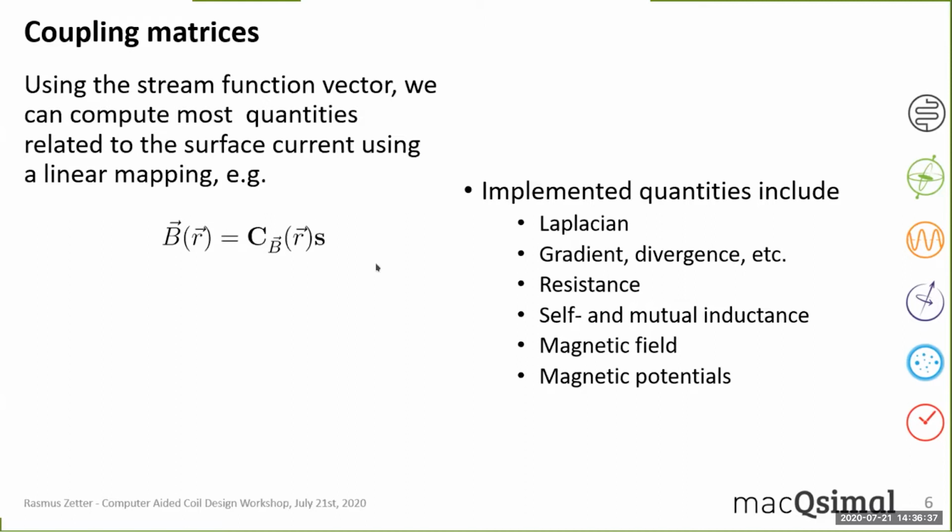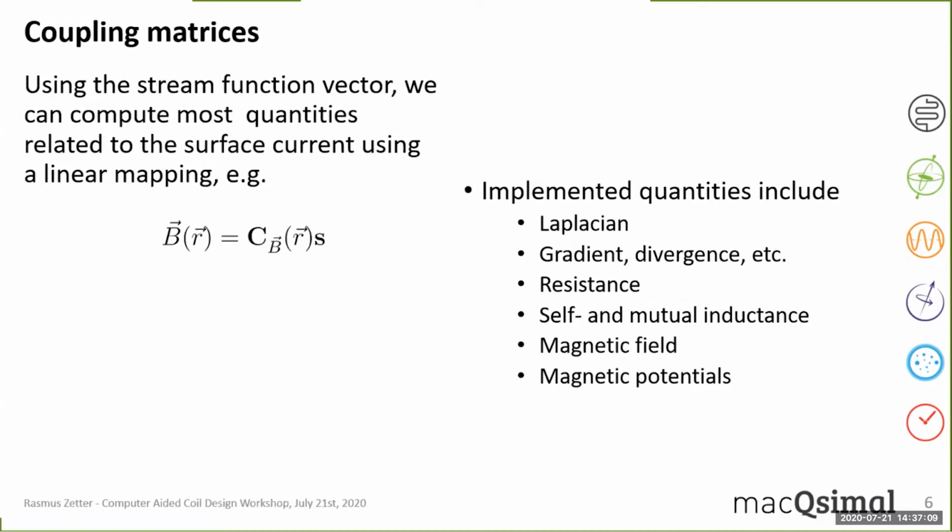And then we have similar linear operators for magnetic vector and scalar potential, resistance matrix, calculus related things like the gradient, divergence, curl, Laplacian, and also the self inductance matrix and mutual inductance between two surfaces. And these we will use in coil design and just magnetic field modeling in general.